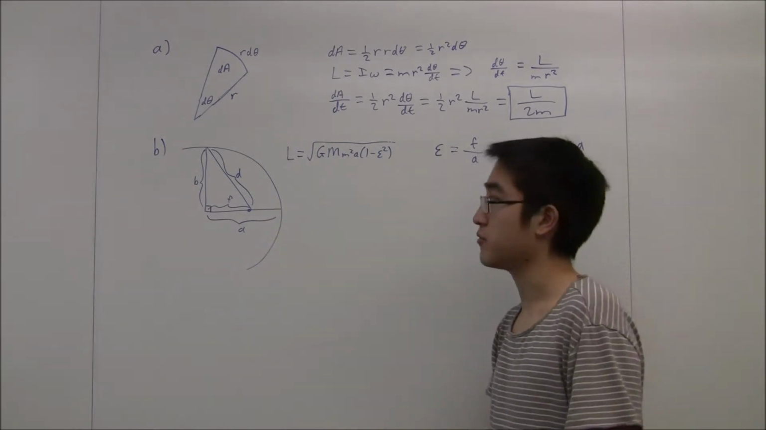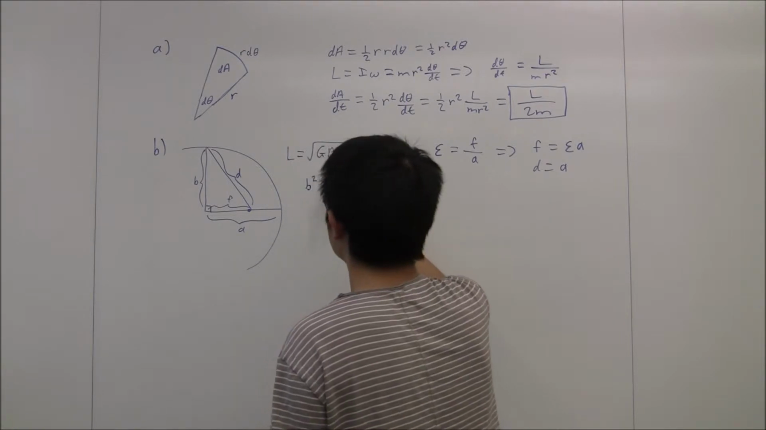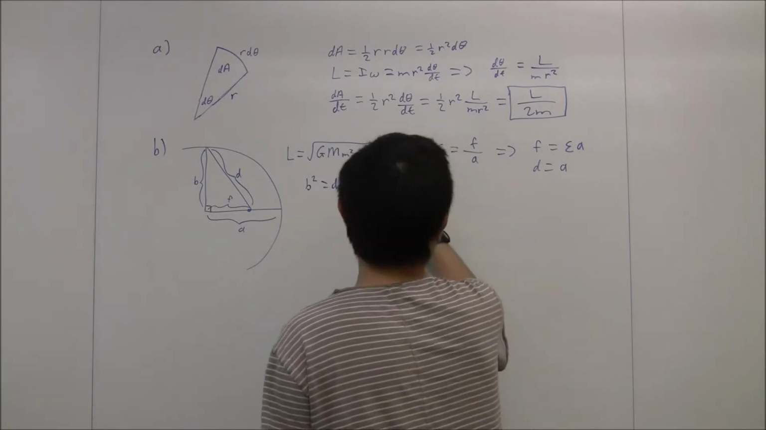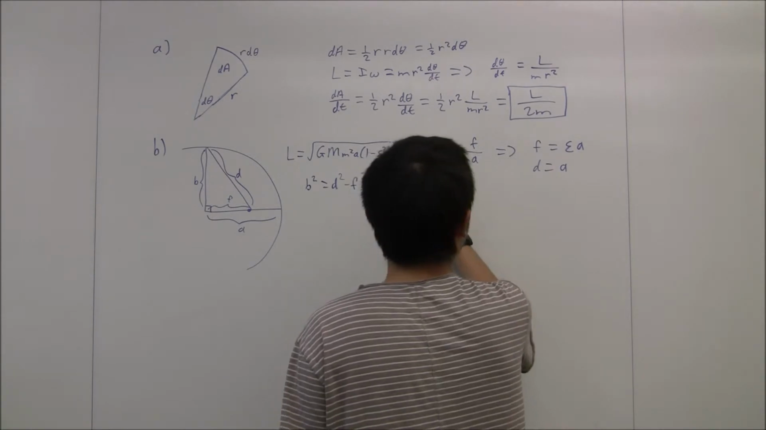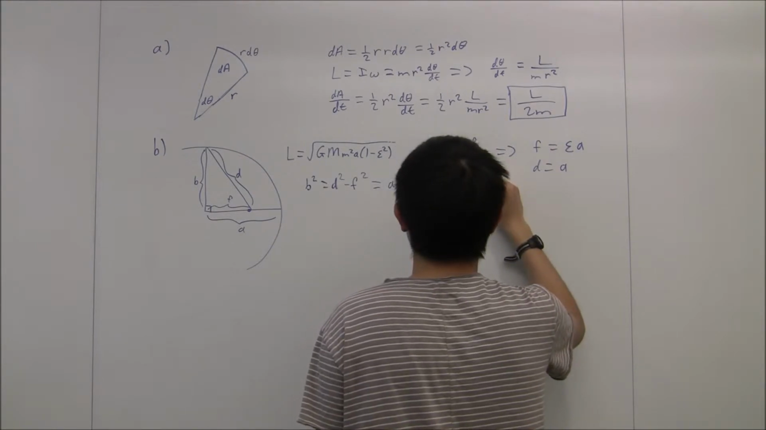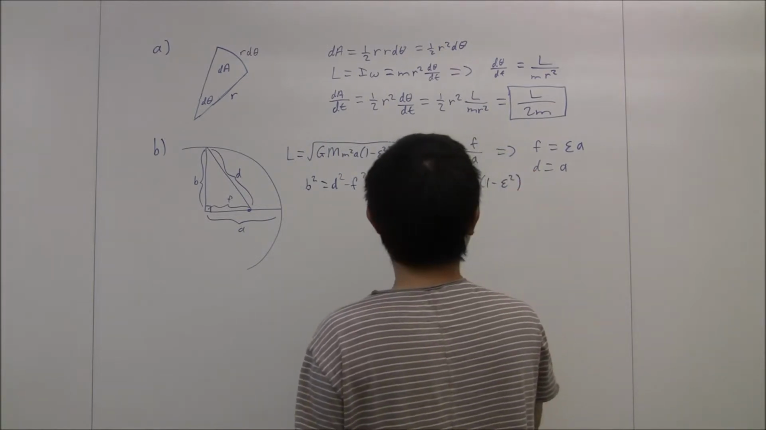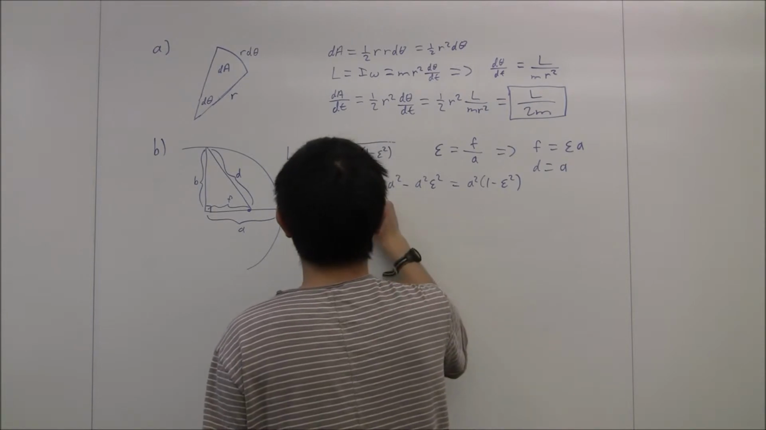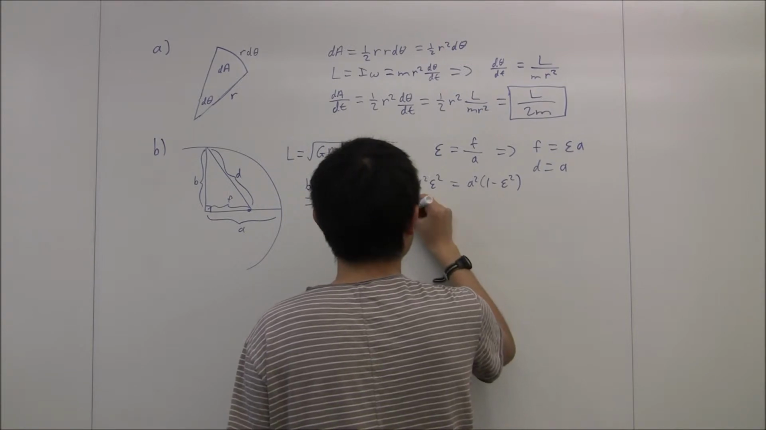So by Pythagoras' theorem, we have that b squared is equal to d squared minus f squared. And if we plug in our values for d and f, we get a squared minus a squared epsilon squared, which is also equal to a squared times 1 minus epsilon squared. And that implies that b is equal to a times the square root of 1 minus epsilon squared.